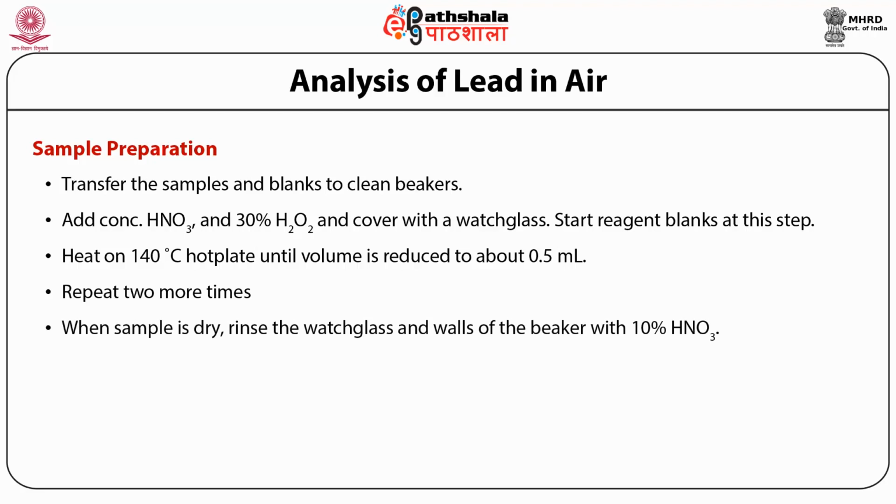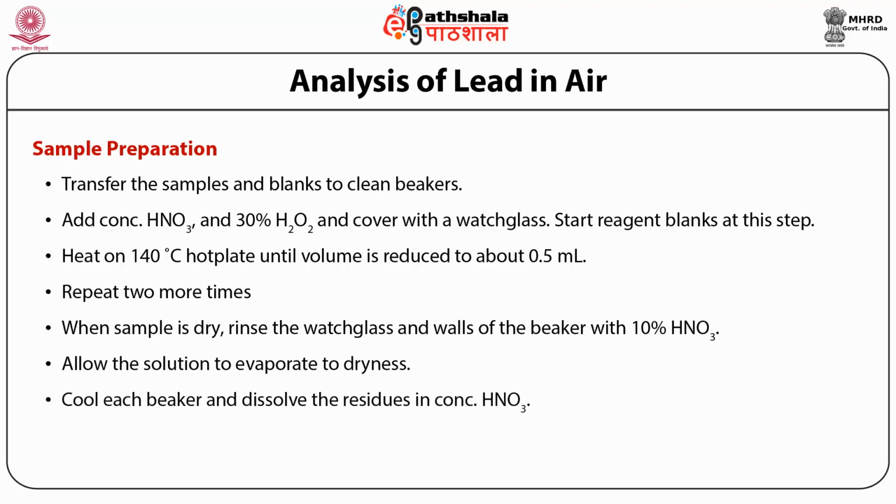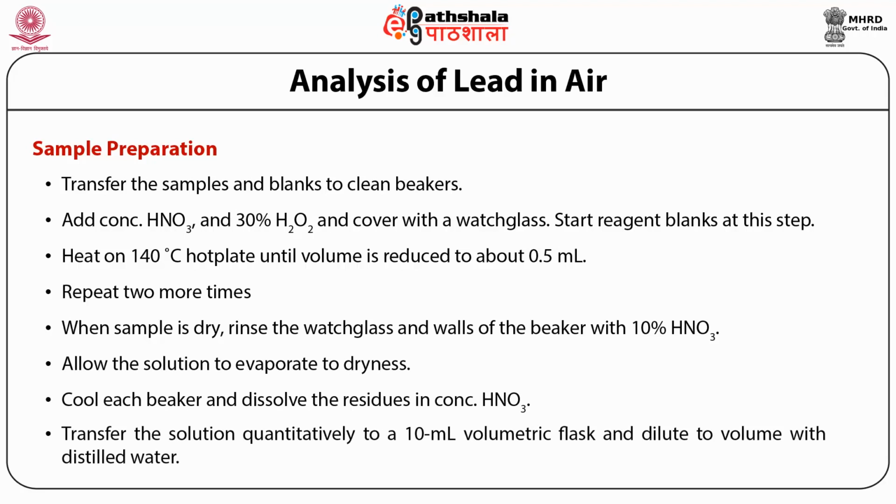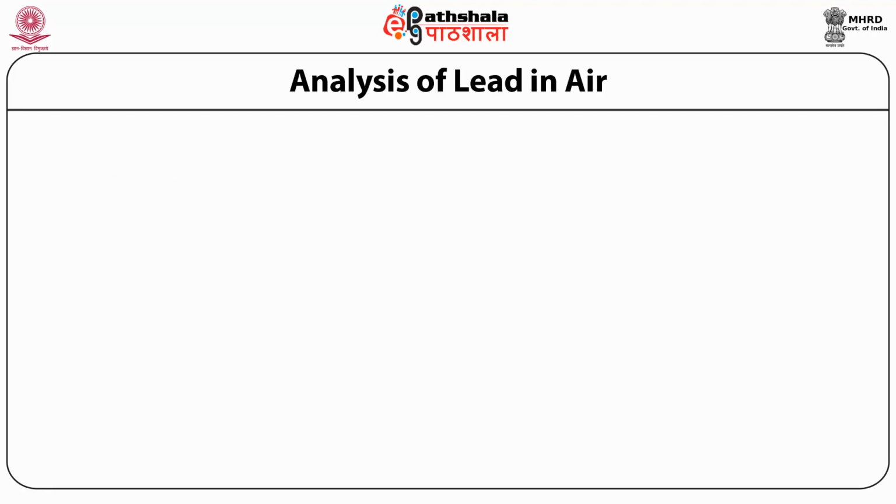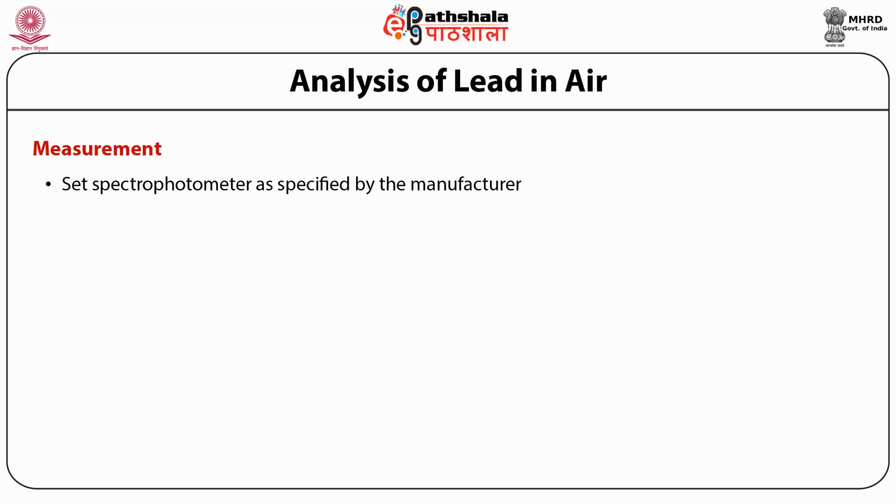When the sample is dry, rinse the watch glass and wall of the beaker with 10% nitric acid. Allow the solution to evaporate to dryness. Cool each beaker and dissolve the residue in concentrated nitric acid. The solution is transferred quantitatively to a 10 ml volumetric flask and diluted to volume with distilled water. The recording of the lead emission is done according to the specifications provided by the manufacturer.